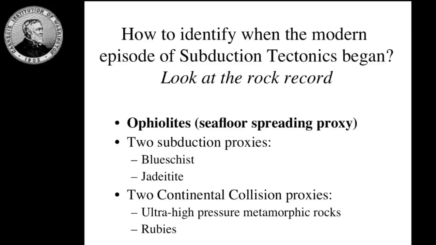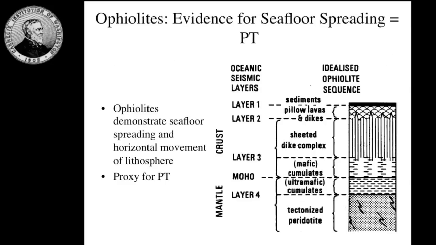This is mine. So ophiolites, this is widely accepted because this is the proxy for seafloor spreading. And then subduction proxies, blue schist and jadeite, and then continental collision proxies, ultra high pressure metamorphic rocks, and rubies. Just to remind you, everybody knows what an ophiolite is, right? Or anybody not? Okay, good, so we'll go through it.